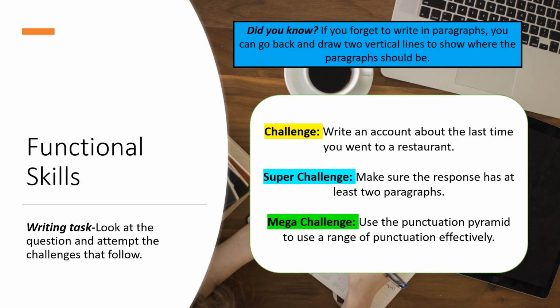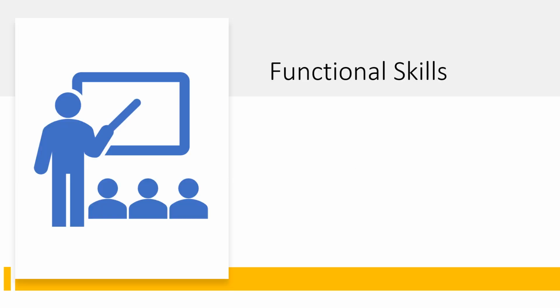Another important thing to know is that if you forget to write in paragraphs, you can go back and draw 2 vertical lines to show where the paragraphs should be. Now this is a really good thing to do in assessments. A lot of the time when you are in assessment, we panic and we freeze up. So if you do forget to write in paragraphs, you can always go back in, have a look, and in the margin, just put the 2 vertical lines to indicate that's where you wanted your paragraphs to go.